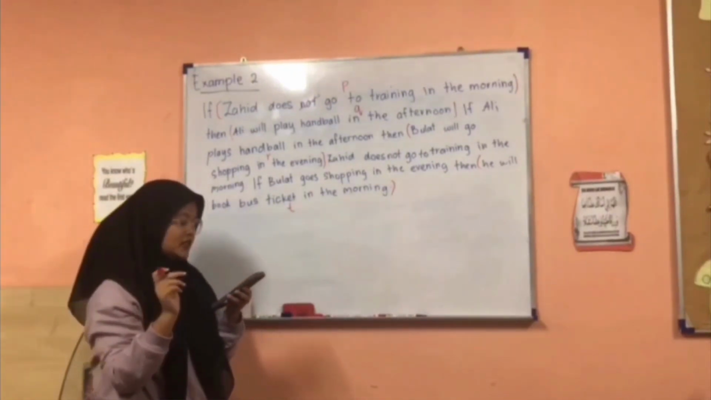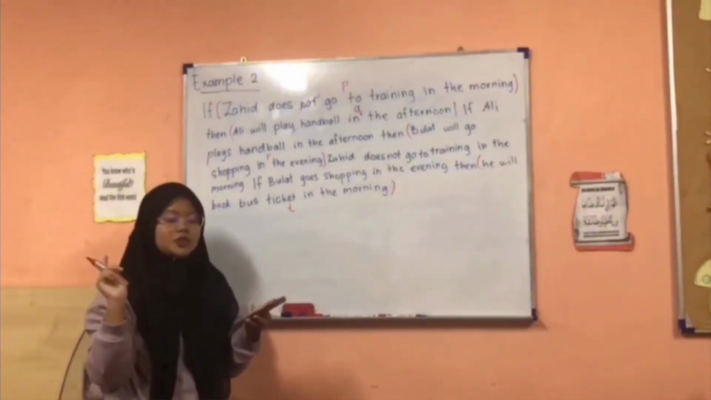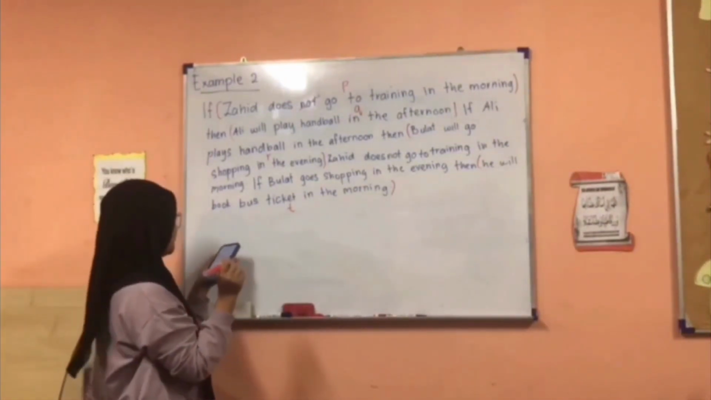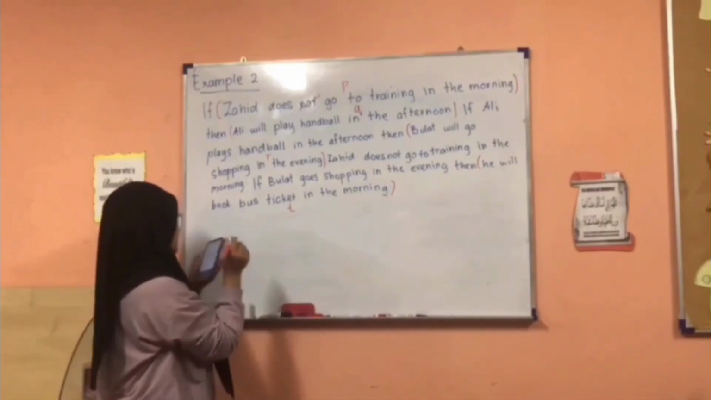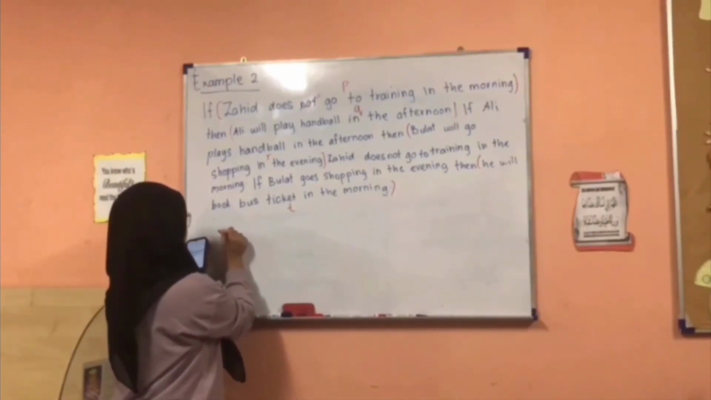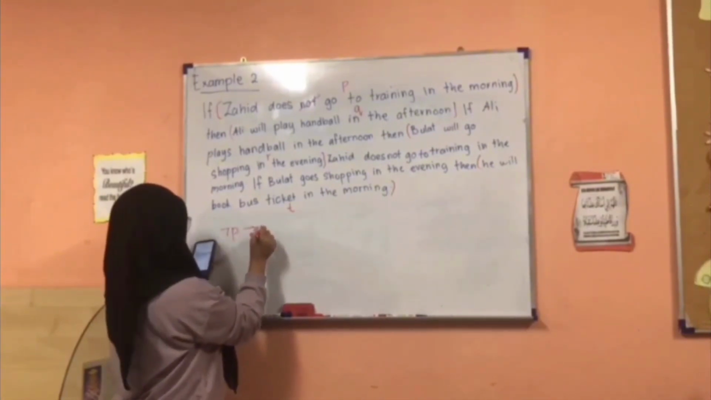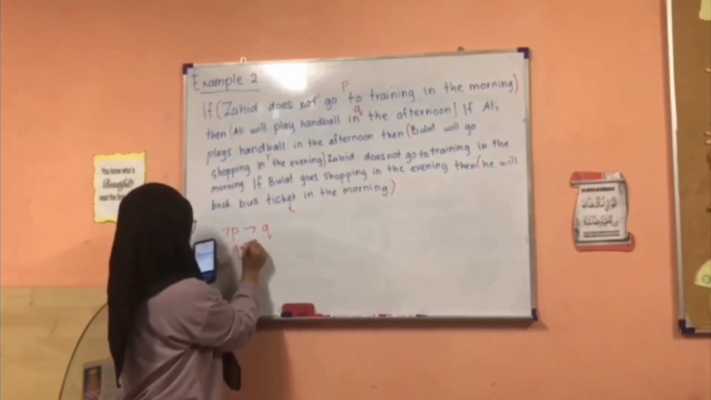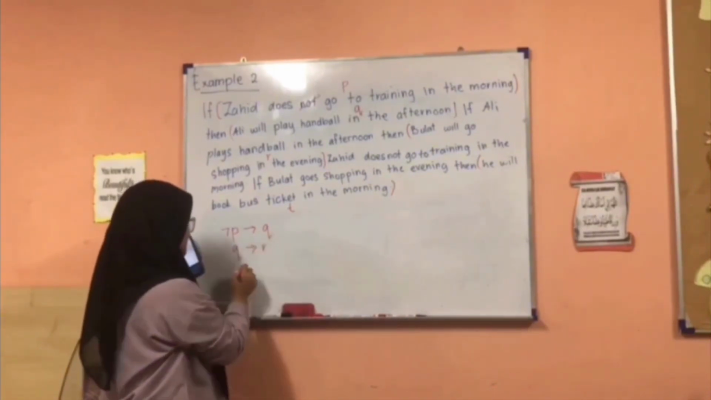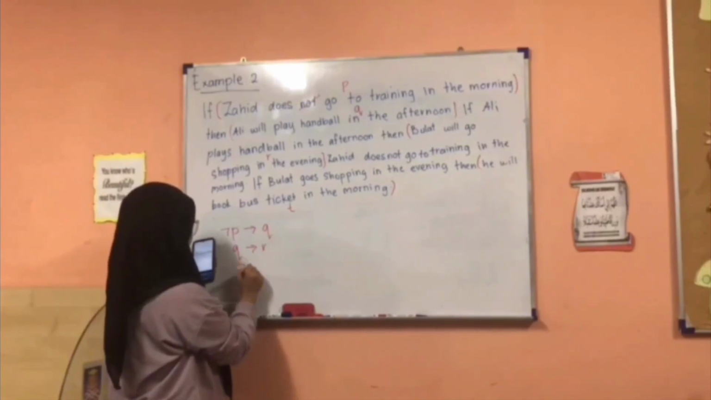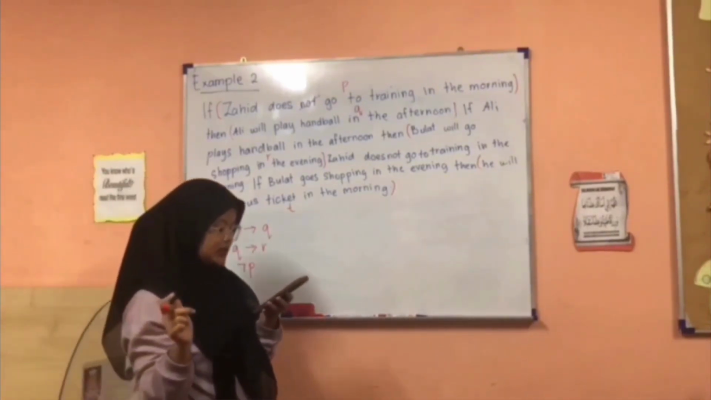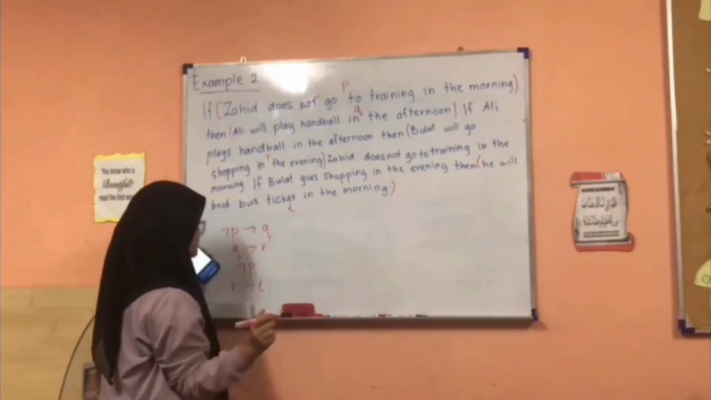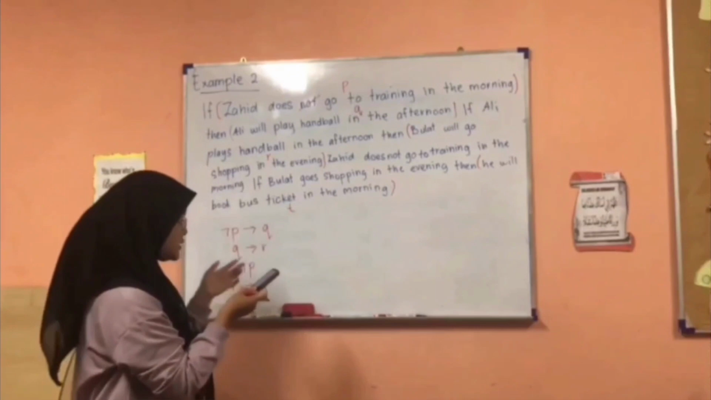So the second question asks, write the argument using the variables in mind. First, the first argument is not P implies Q. And the second argument is Q implies R. The third argument is not P. And the last argument is R implies T. So this is the argument.